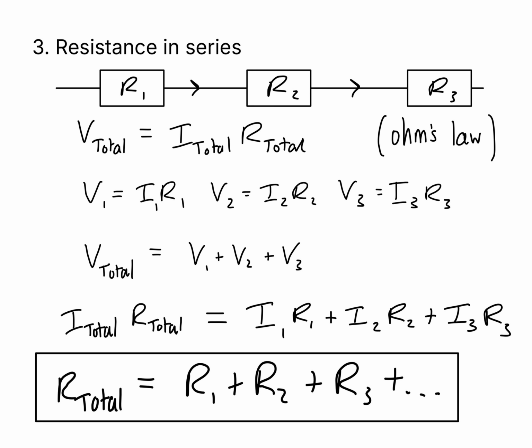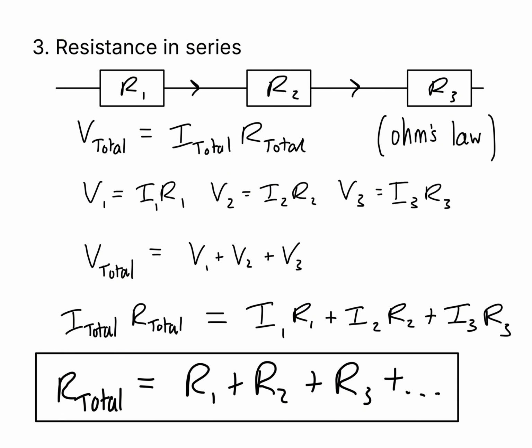Now let's derive the resistance rules, rather than just memorising them. It makes the understanding far more secure. In both cases, we use Ohm's law, such that the total voltage equals the total current times the total resistance. For series, we have V1 equals I1 R1, etc.